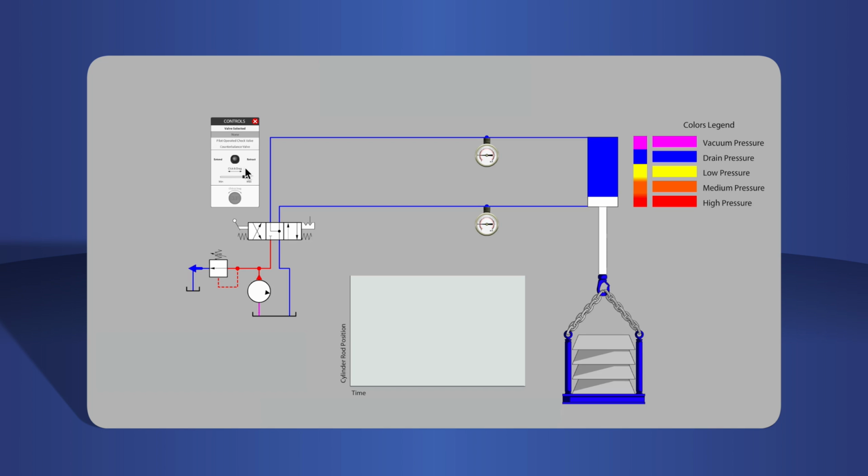In this video series, you'll see Carl, one of our subject matter experts, using a live schematic simulation to explore the behavior of a pilot-operated check valve and a counterbalance valve on a vertically mounted cylinder.